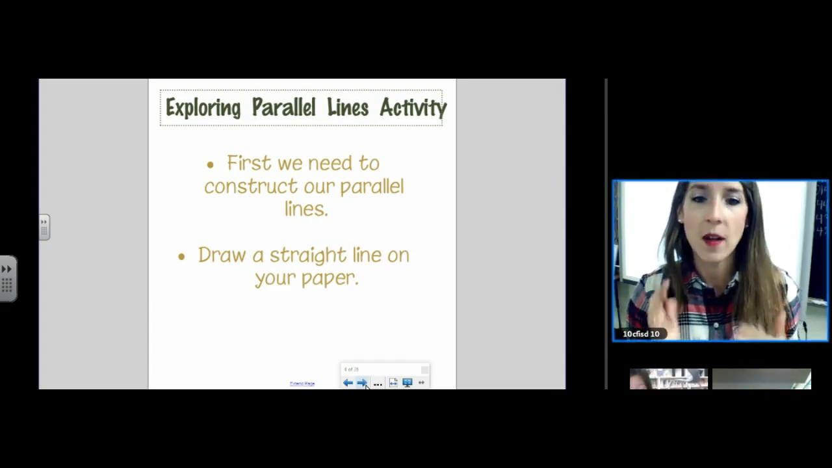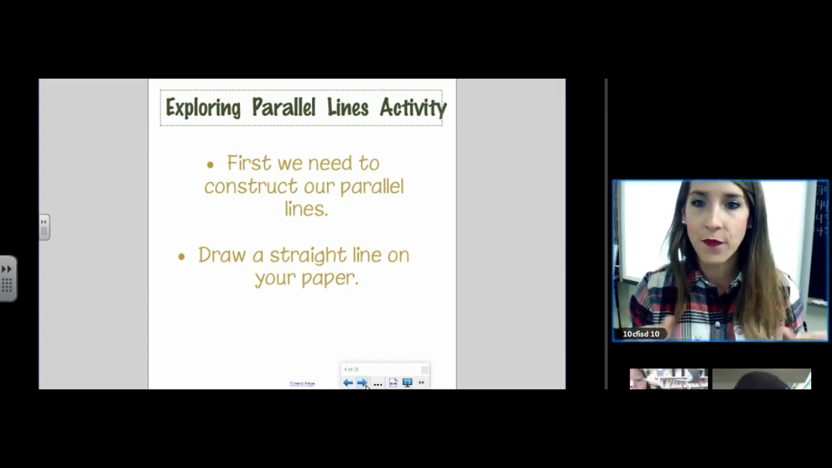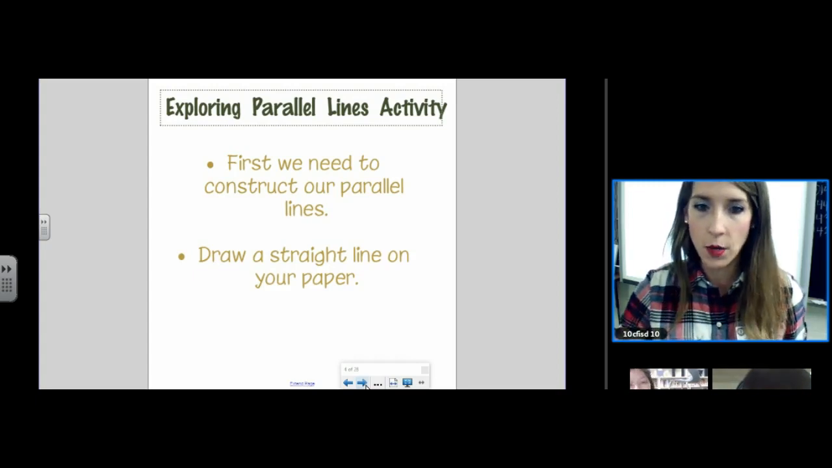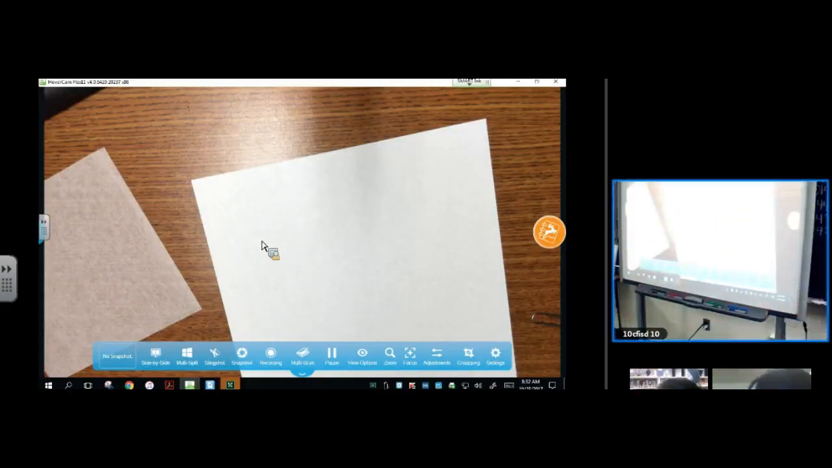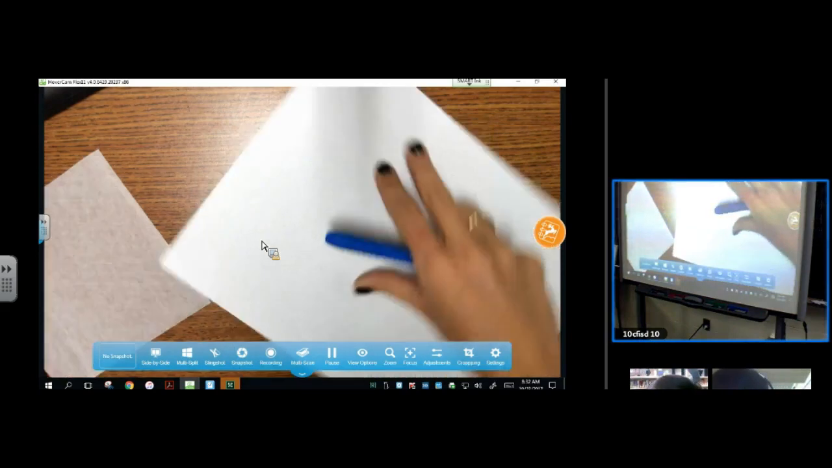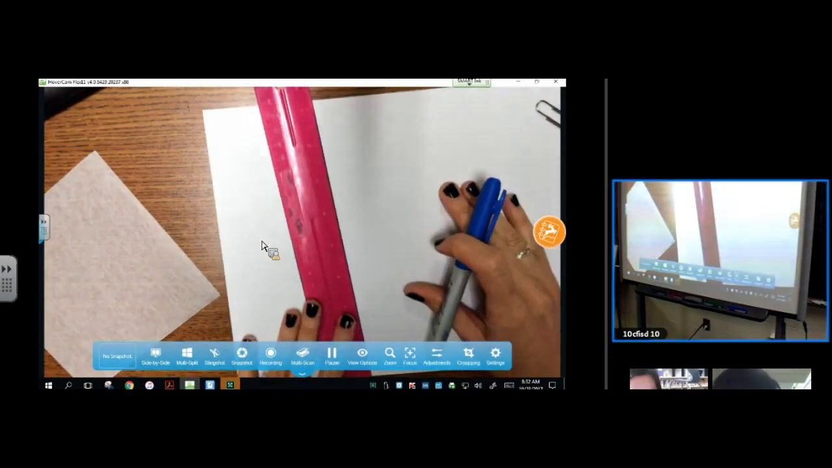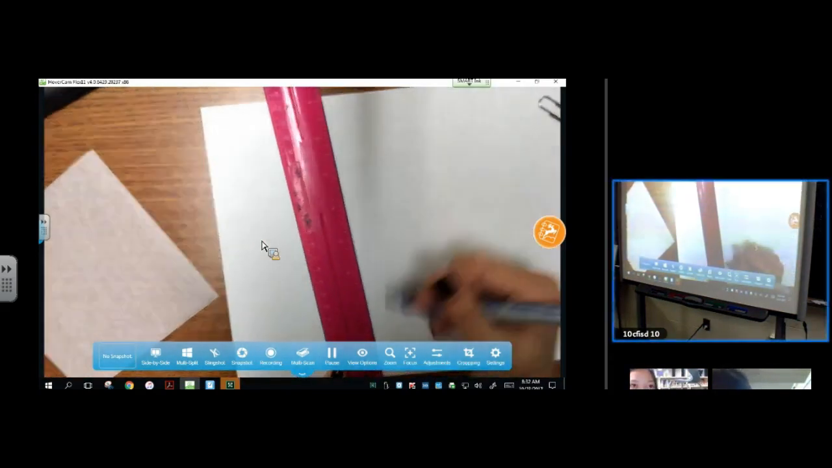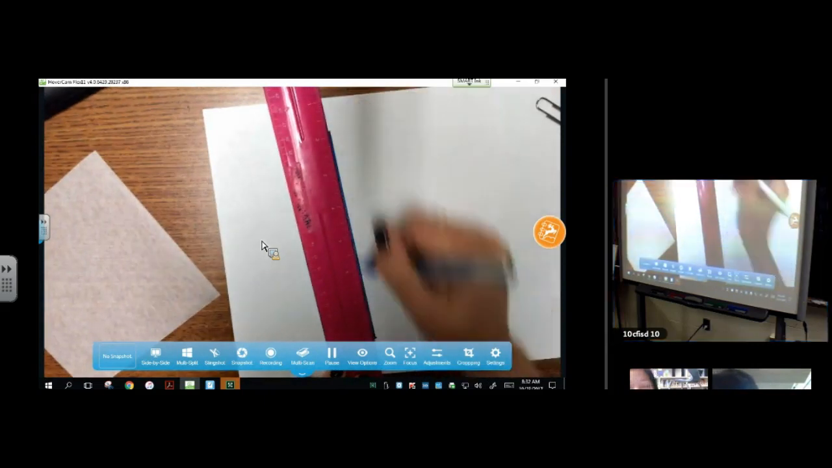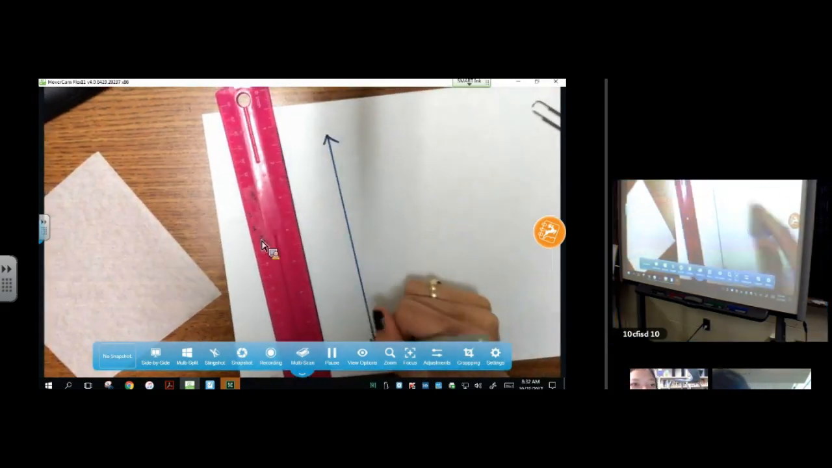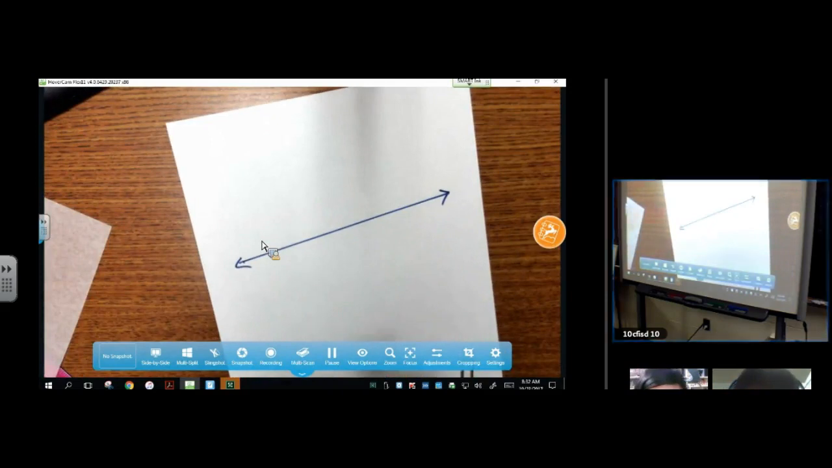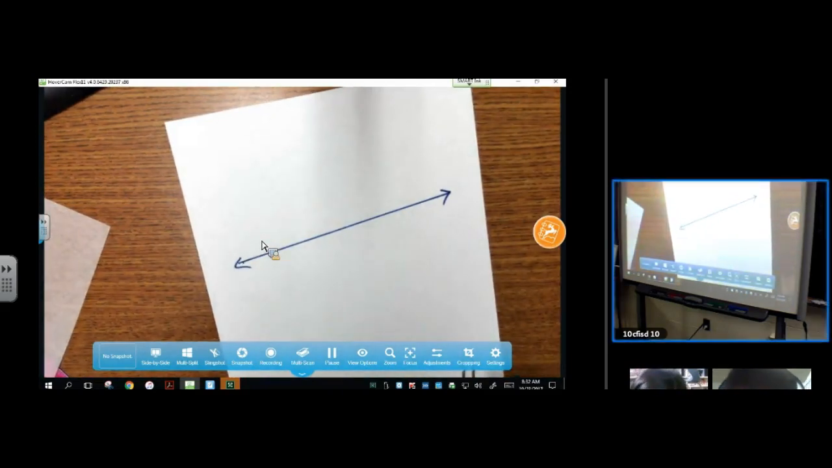So I want everyone to take out a plain sheet of paper and first draw a line on your paper. Alright, so we've got a sheet of paper out, we're using our straight edge, and we're drawing a line. It doesn't need to be horizontal. It can just be any line on the paper. We're going to draw a line.